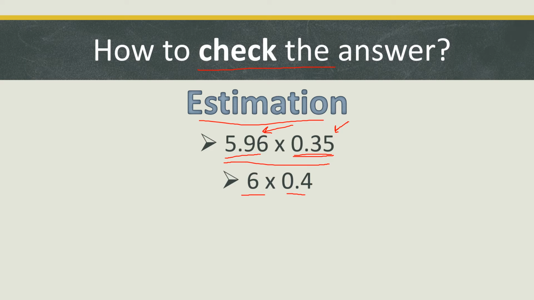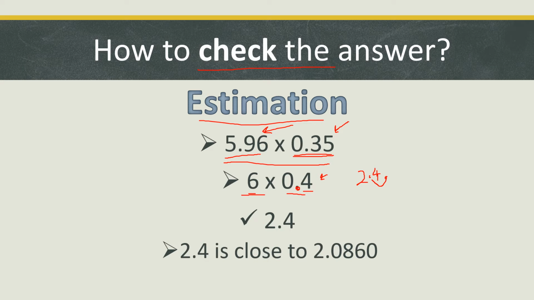And when we multiply these both, 6 multiplied by 4 is equal to 24, but as there is one digit after the decimal point, there must be one digit after the decimal point in the answer as well. So we move the point to the left, and our answer here is 2.4. So 2.4 and 2.0860 is pretty close. So our answer is probably correct.